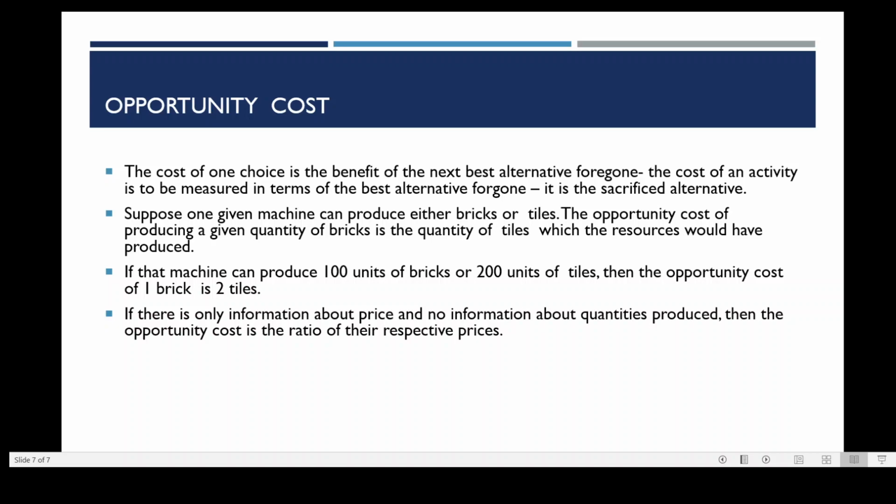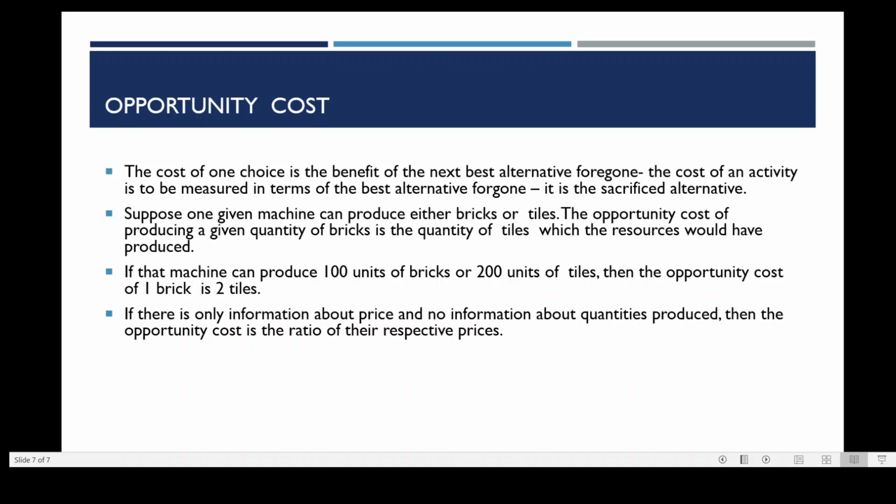Let's give an example. If a manufacturer of bricks can also make tiles, he can decide to make 100 units of bricks or 200 units of tiles. Then the opportunity cost of one brick is 2 tiles, because only one of these two is possible with his grinding mill or pug mill, as they call it. You can decide, as a managerial decision, whichever you think can sell better, bricks or tiles. But you cannot make both, and that is the important thing.